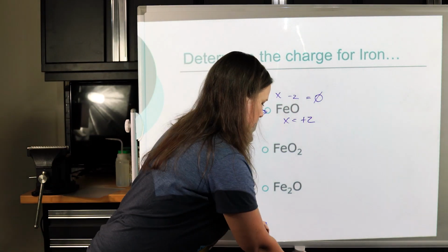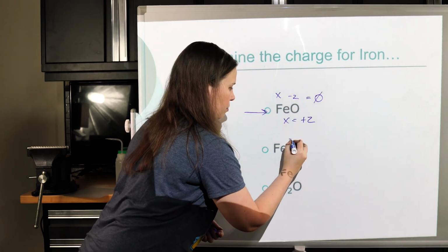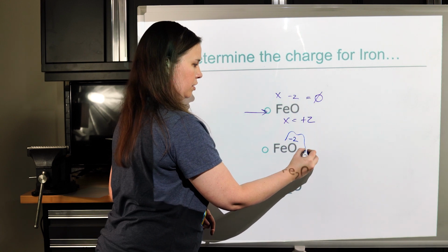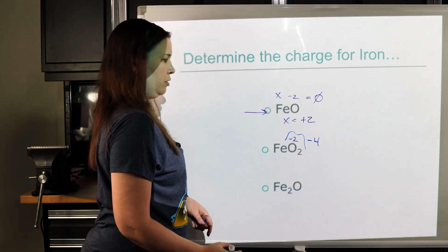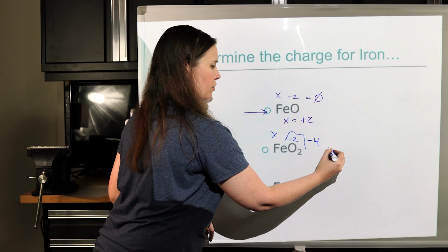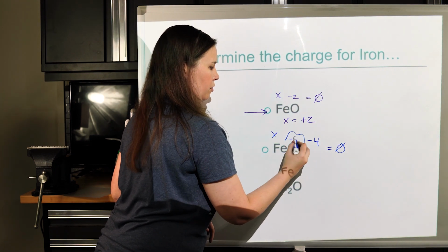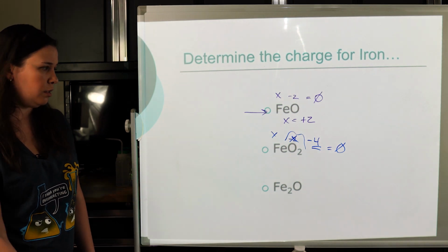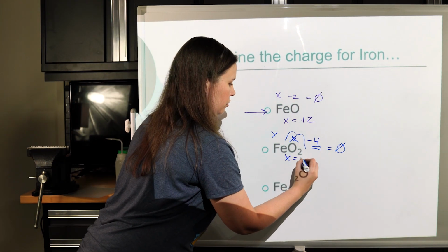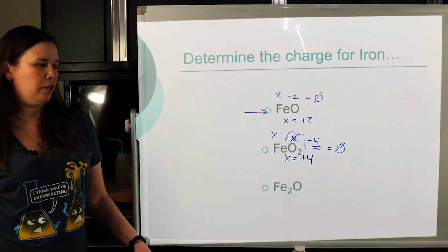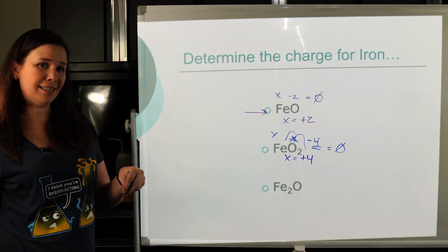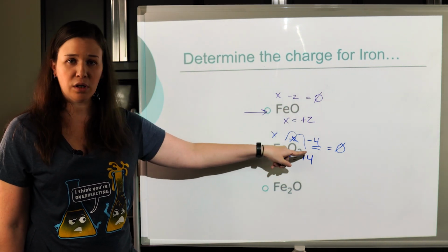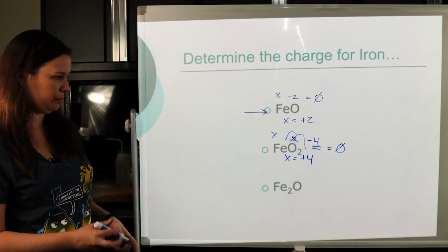All right, let's try the next one. Again, we know oxygen has a -2 charge, but there's a catch. This time I have 2 oxygens, so that's going to have a total of -4. So what would iron have to have to cancel out this -4 charge, or the total negative charges? It would need a +4 charge. That number actually gets incorporated into the name. This would be iron 2 oxide. This would be iron 4 oxide. So we want to be able to tell them apart.